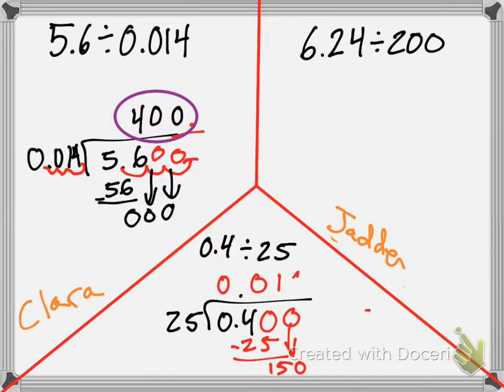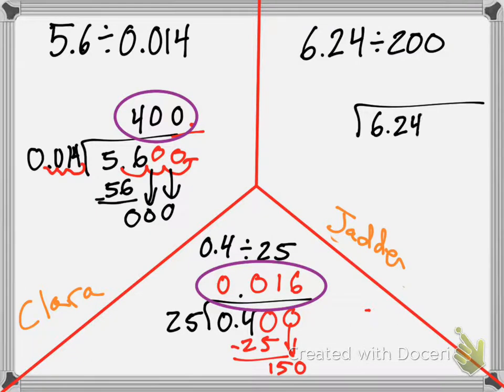16. It goes in exactly 6 times. Perfect. Our answer is 16,000. So, Jaden, which one goes on the inside? Not the 200, it's the 6 and 24 tenths. 200's on the outside. But do I have to move my decimal at all, Jaden? No. It does not go into 6, right? No, it doesn't. Does not go into 62. But how many times does it go into 624?